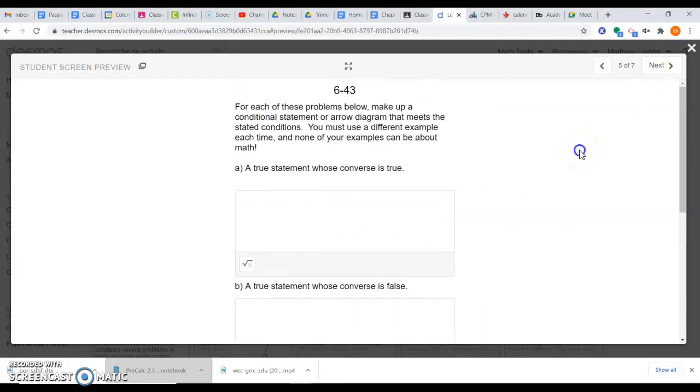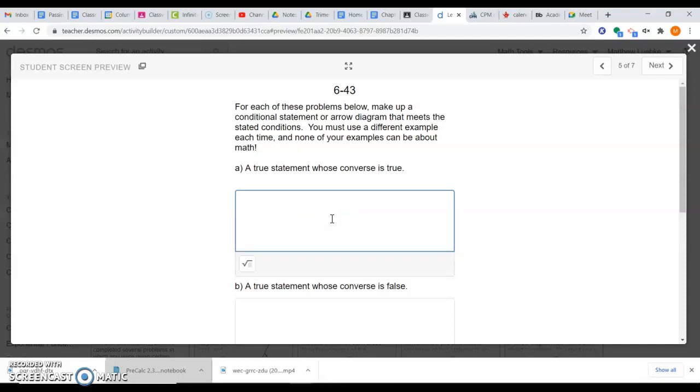Here is the problem that I was alluding to earlier, where we're going to have to write our own statement that is true and whose converse is also true, and we're going to have different examples throughout it. It says, for each problem below, make up a conditional statement or an arrow diagram that meets the conditions. You must use a different example each time, and none of your examples can be about math. So it's an interesting one to try to think of. Try to keep it unopinionated. Try to use facts when you're making your statements here. So we're trying to think of a true statement whose converse is also true.